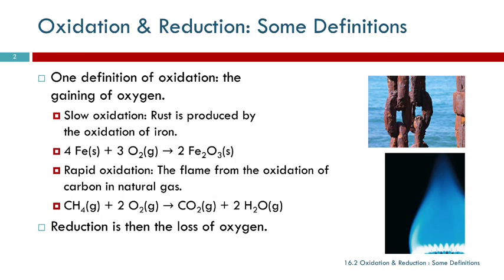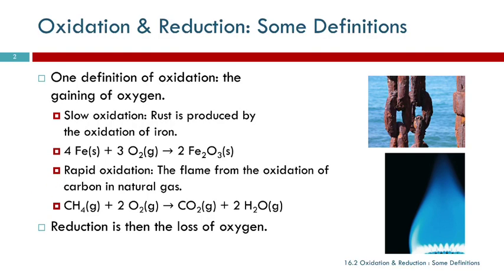Another way, and I think what was the original definition of oxidation, is the gaining of oxygen atoms. So a compound reacts and it incorporates oxygen into its formula. Examples of slow oxidation would be rust. Rust is the reaction between iron and oxygen, and so it's the oxidation of iron. One reaction for that is this: iron reacts with oxygen to form iron oxide, which we call rust. That is a slow process. Some of us with old cars wish it was a slower process, but it is pretty slow.